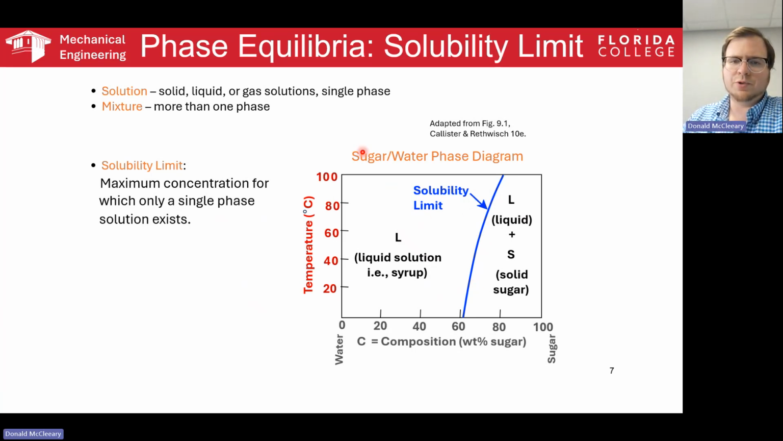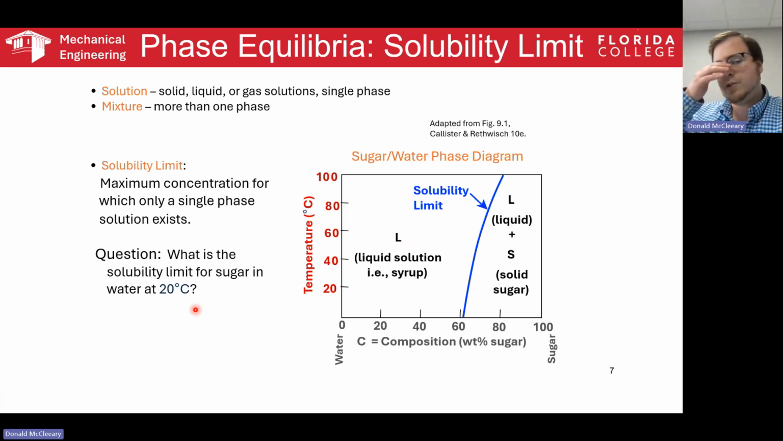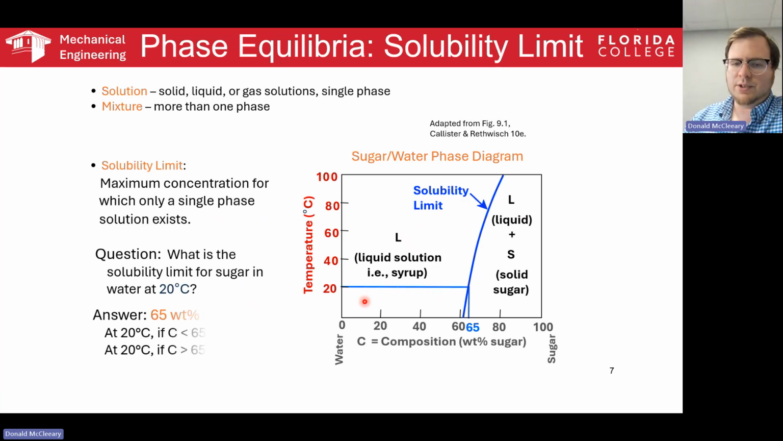So here's a very simple sugar-water phase diagram. The question here is, what is the solubility limit for sugar and water at 20 degrees Celsius? Just like I was talking about earlier, you just draw a straight line from 20 to that point, bring it down, and it's around 65 weight percent sugar. At 20 degrees Celsius, if concentration is less than 65%, you've got syrup. And if it's greater than 65%, you have syrup plus sugar.